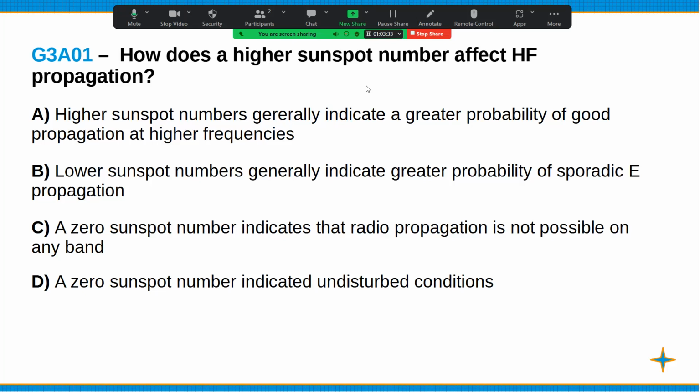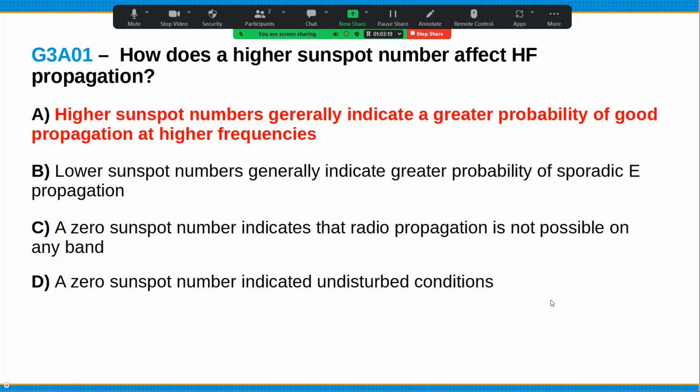So how does a higher sunspot number affect HF propagation? High probability of difficulty. So you think it's alpha? Yeah. You were right.